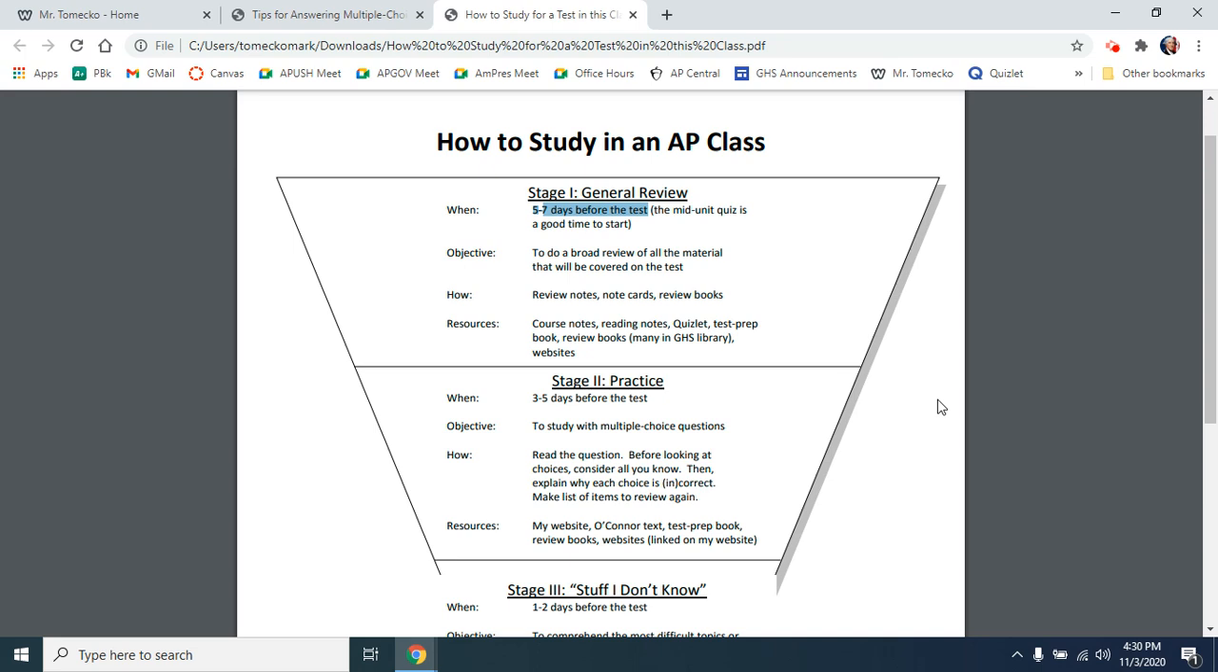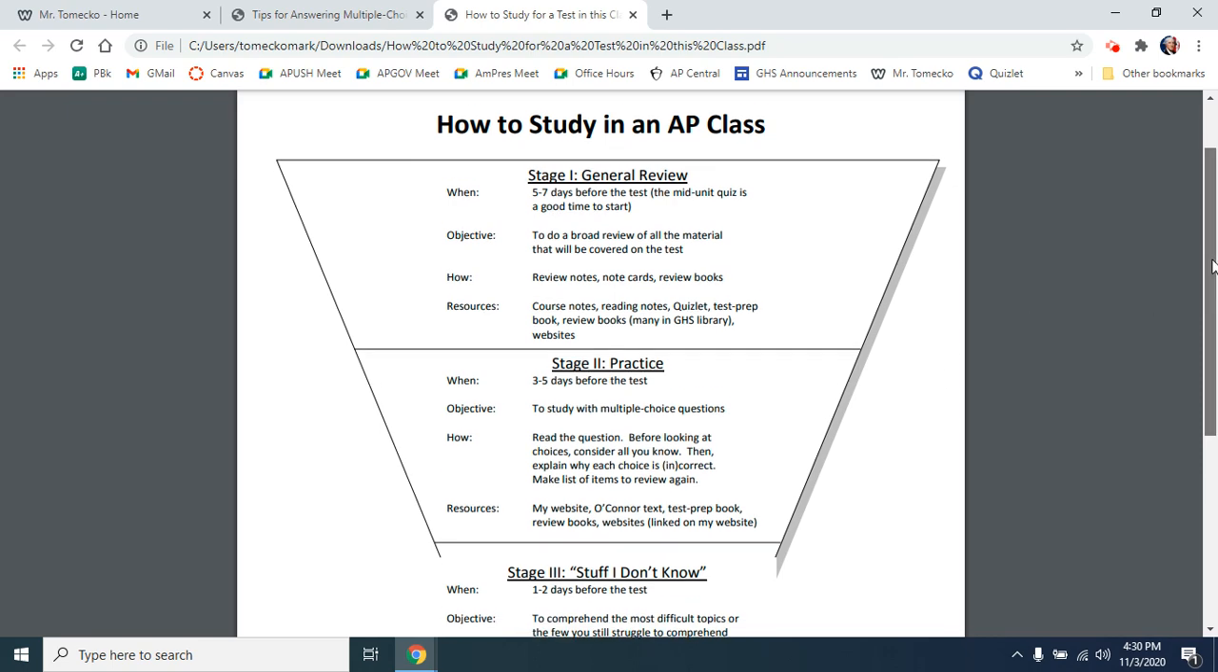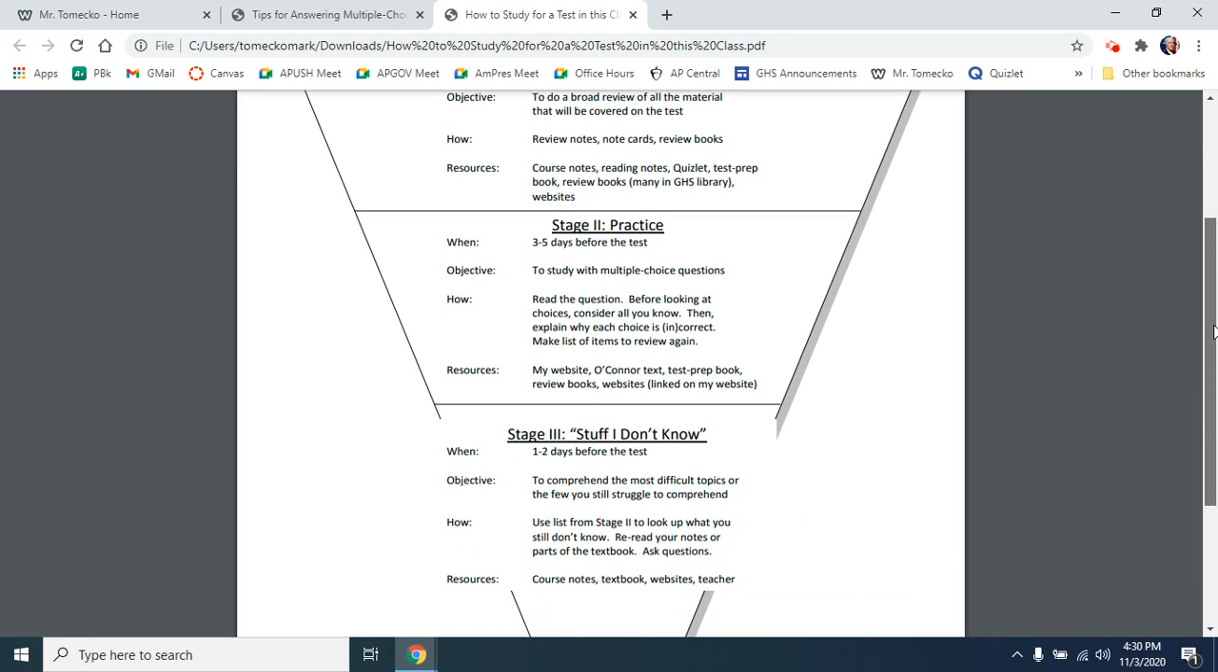Now, many of you know by now that in my courses, I give you a mid-unit quiz. That mid-unit quiz is often scheduled intentionally to be 5 to 7 days before the test. So if you're looking over your notes to prepare for that mid-unit quiz, you've already begun to study for the test. You're already doing stage one.